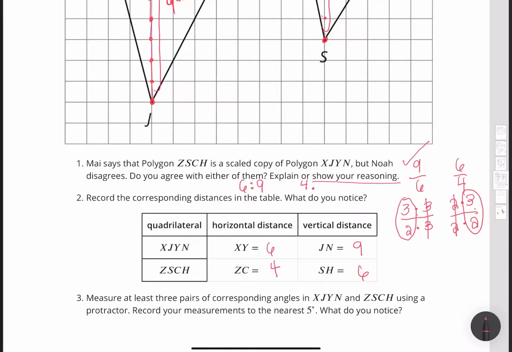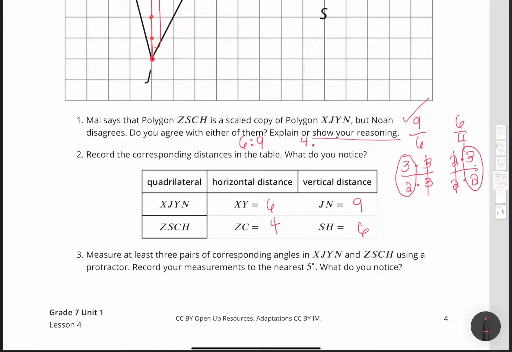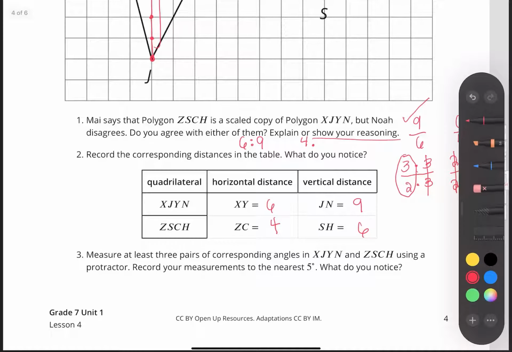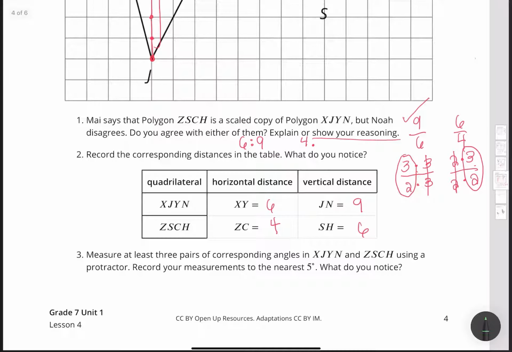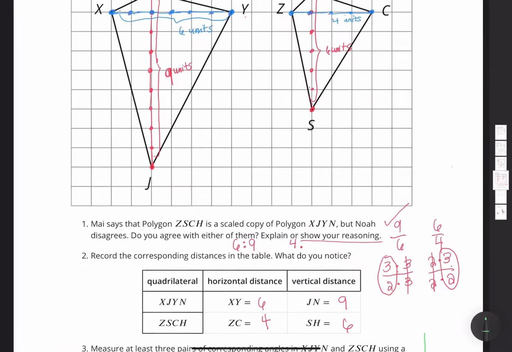So for question 3, of course, we are at home. We don't have protractors, but I don't want to take this learning opportunity from you just because we don't have protractors. It basically wants me to see if they have the same angle measurement, and I'm going to show you what that looks like.